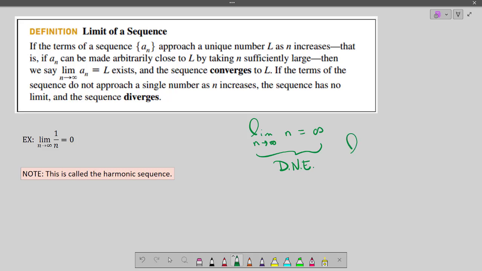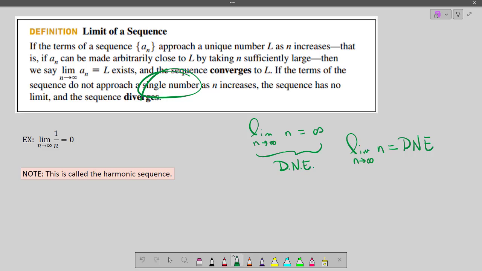So it would be correct to write this. You could write that this is your conclusion. But usually we would write that. This is better because it describes how the limit doesn't exist. So the main point is if the sequence terms are not getting closer and closer to a single number, then the sequence has no limit, then the sequence diverges.